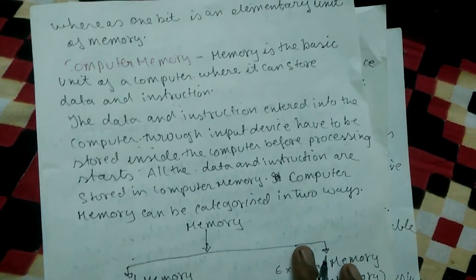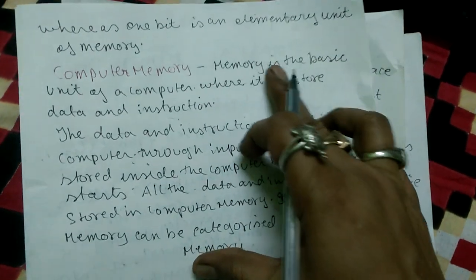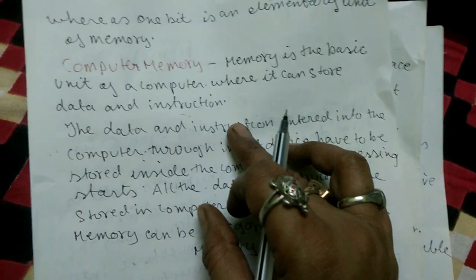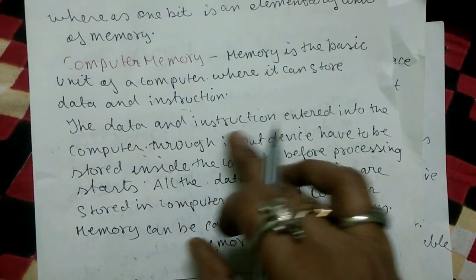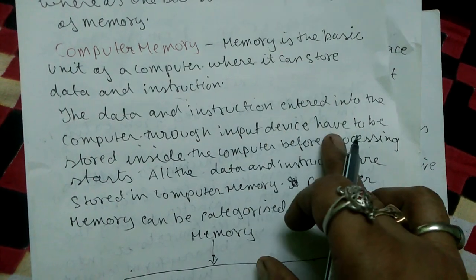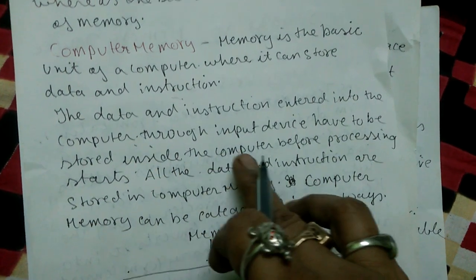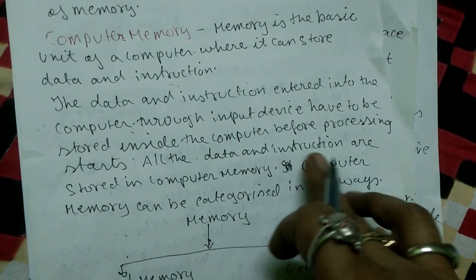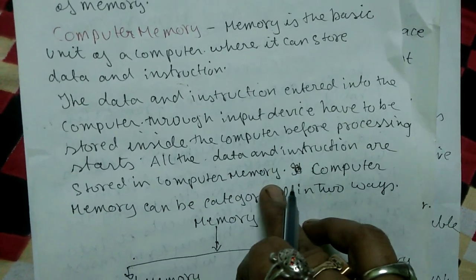Once again I am repeating, what is memory? Memory is the basic unit of computer where it can store data and instructions. The data and instructions entered into the computer through an input device have to be stored inside the computer before processing starts. All the data and instructions are stored in the computer memory.